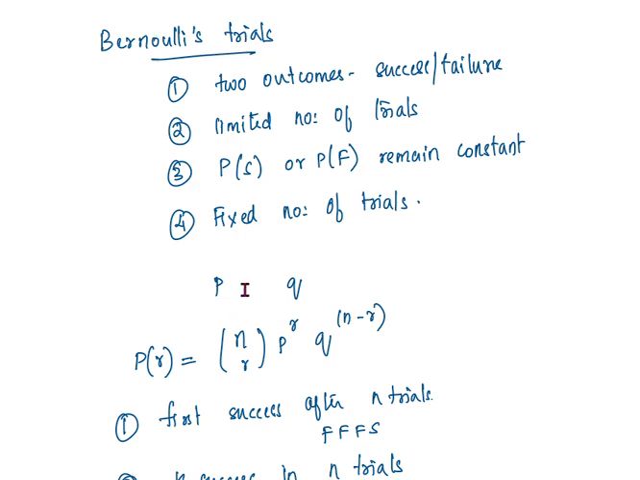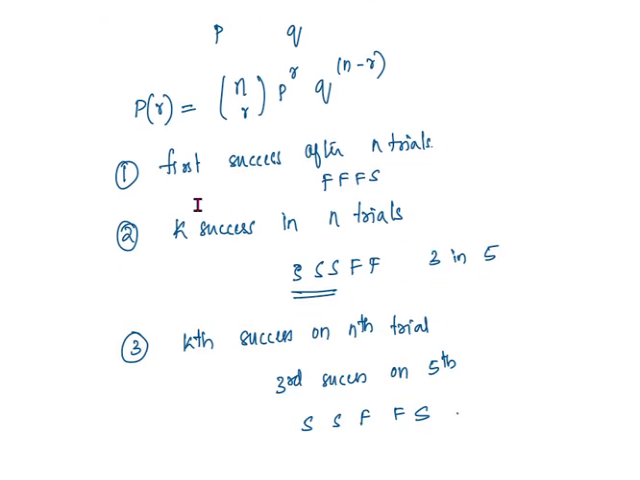And whenever it is a Bernoulli's trial, you will work with the formula. P is the probability of the success and Q is the probability of the failure. And the probability of the success event happening is nCr, P to the power of r, Q to the power of n minus r. Okay. Now there are three cases where we work with Bernoulli's.